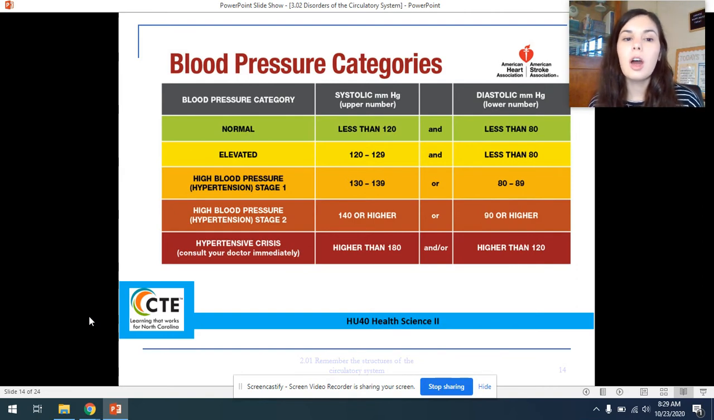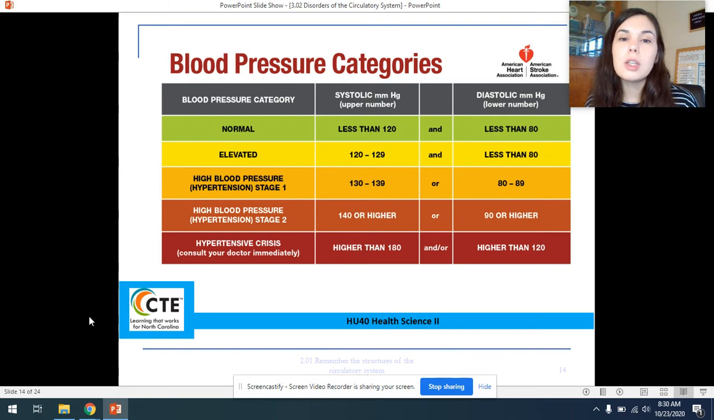High blood pressure or hypertension, there's actually two stages. There's stage 1 and stage 2. So stage 1 of hypertension is anything from 130 to 139 or 80 to 89. This means that if a person's blood pressure is 132 over like 74, well, the 74 is less than 80, but because they have that 132, they are still considered hypertension.